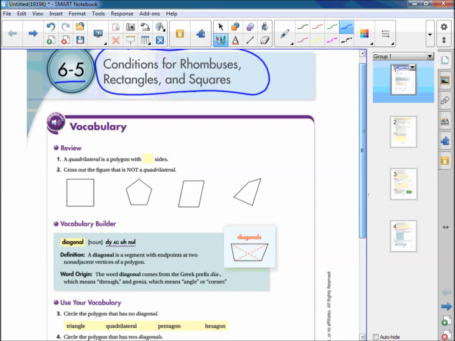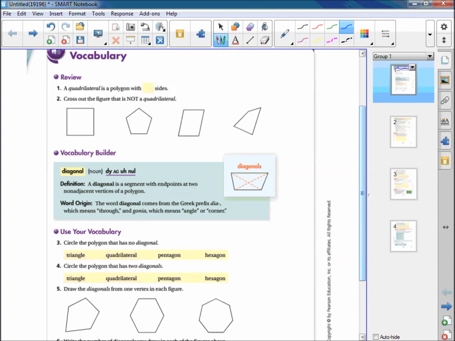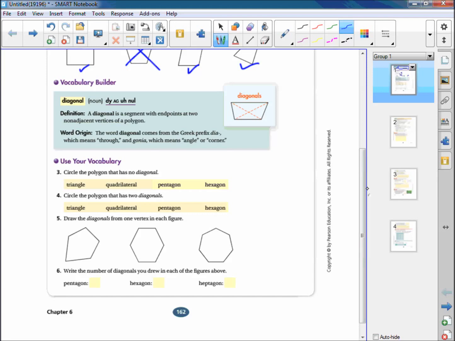All right, so first we have a little vocabulary review. A quadrilateral is a polygon with 4 sides. Cross out the figure below that is not a quadrilateral. Well, that one has 4 sides, that one has 4 sides, and that one has 4 sides. So this pentagon does not. Vocabulary builder number 2, diagonal. A diagonal is a segment with 2 endpoints at 2 non-adjacent vertices of a polygon. Okay, so a diagonal goes from one across to the other, one across to the other.